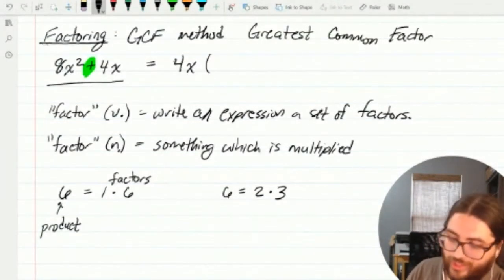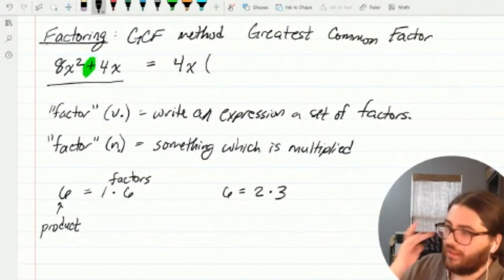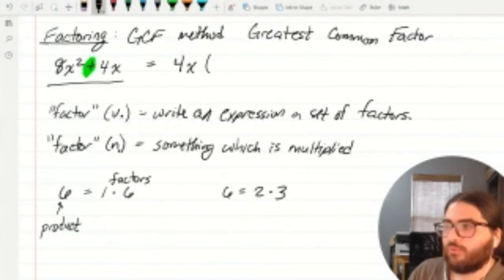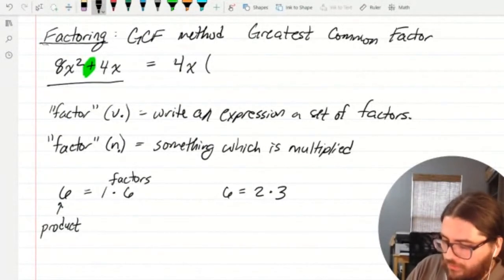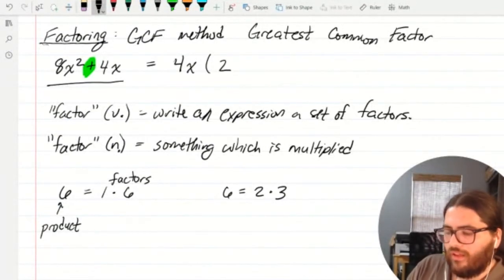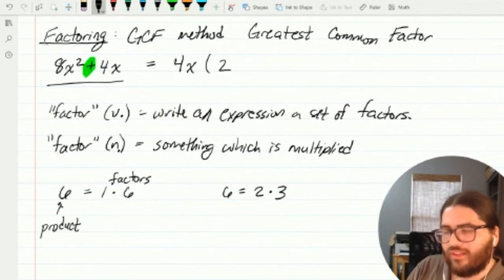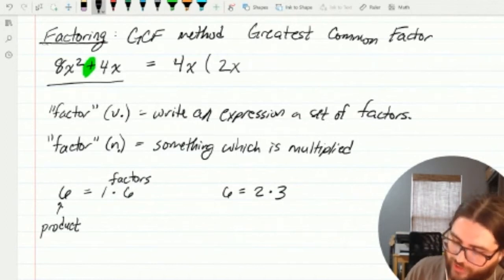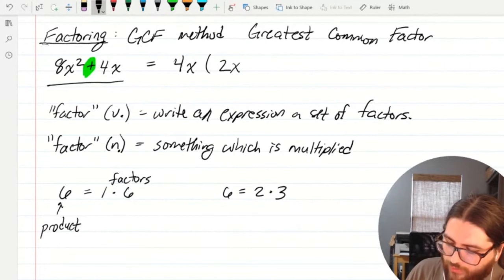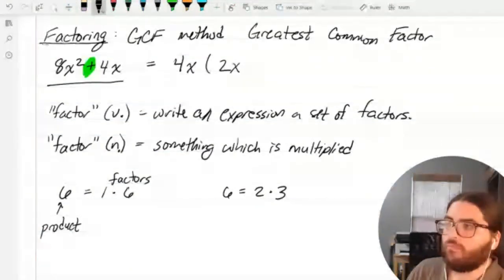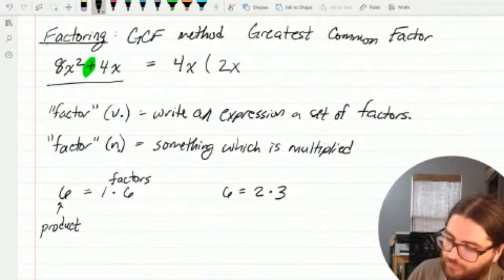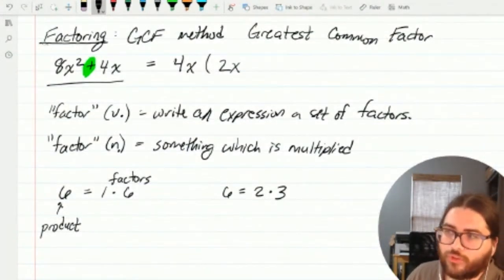My GCF is 4x. What does that mean? I'm going to factor it out of every single term. 4 times what equals 8? 2. X times what is equal to x squared? X times x, x squared. And I can do a little mini check here. 4x times 2x is 8x squared. So I'm on the right track. That gives me the first term back. Notice how I've opened a set of parentheses here for distribution.